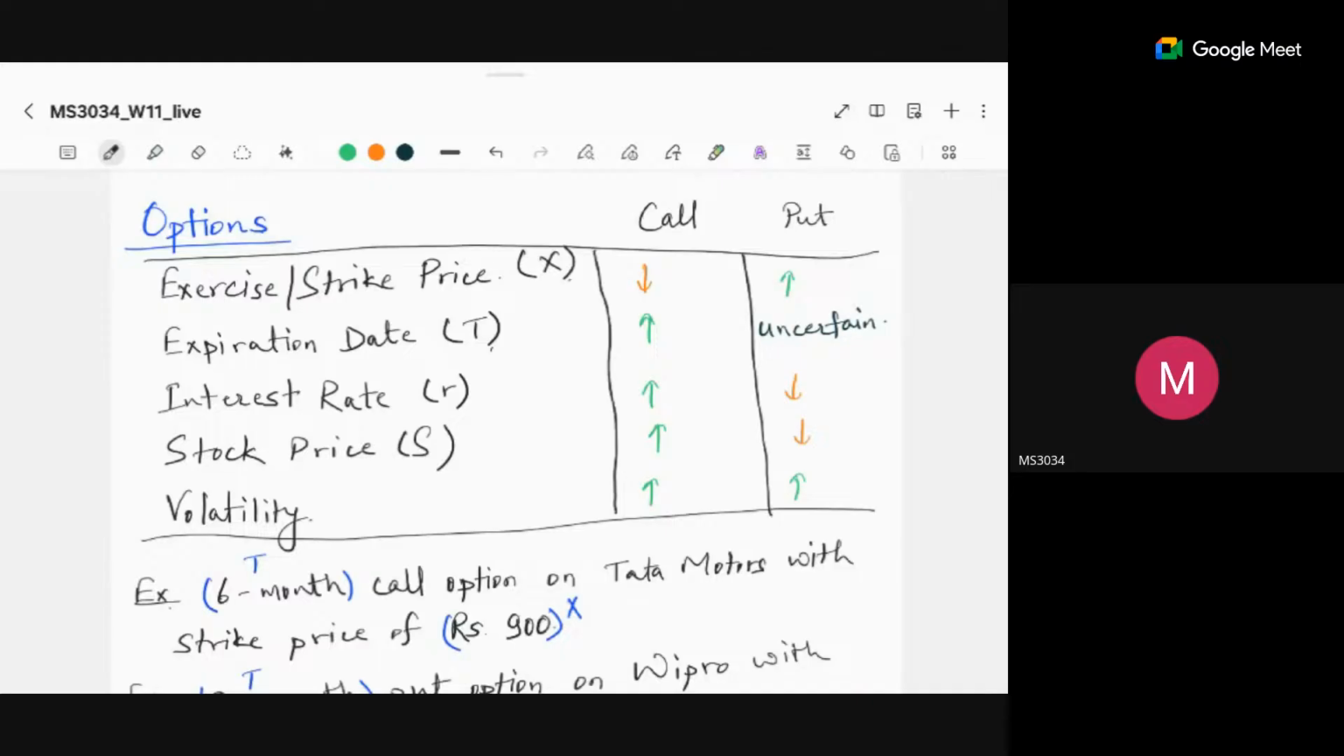And in today's session, we are going to cover the option theory, which was covered in weeks 10 and 11. So we will try to cover all of that in today's session.